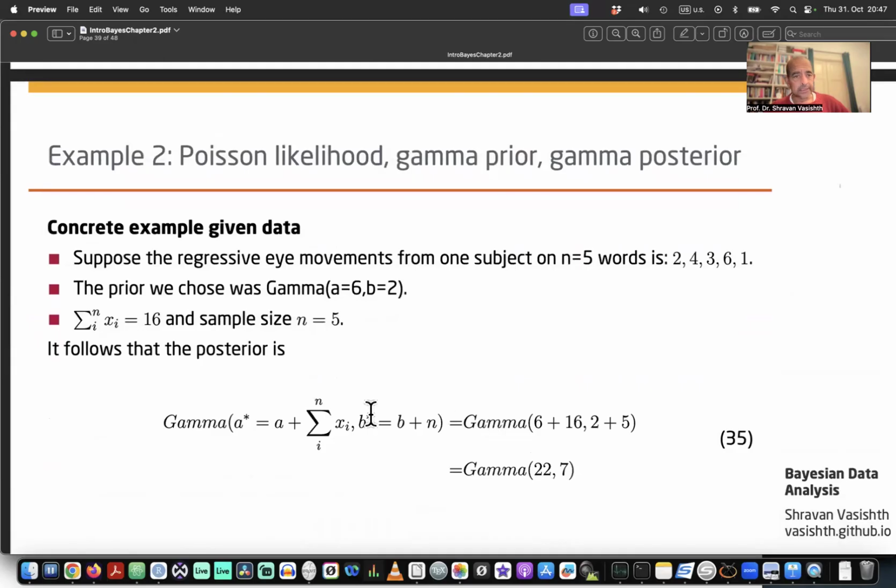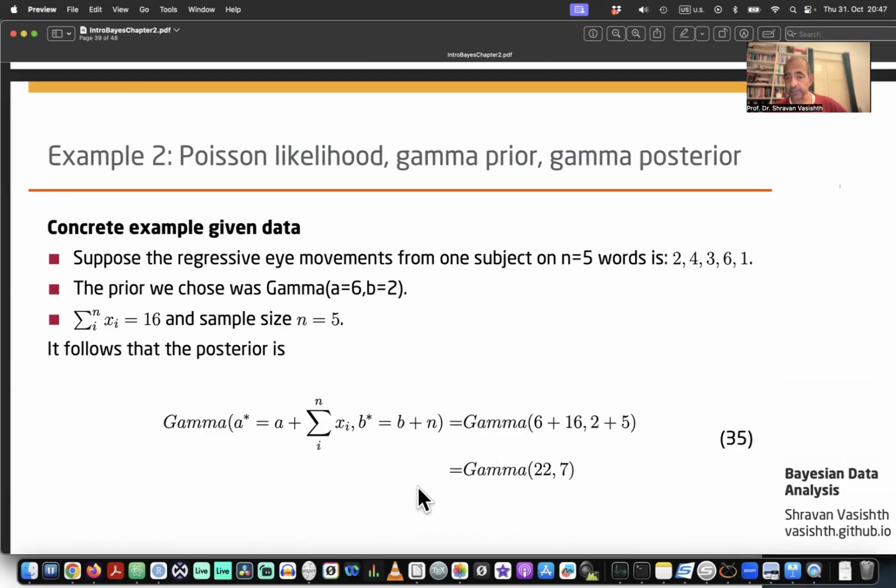So here's a concrete example given some data, right? Suppose we have 5 independent data points again, just a fictional example with n equal to 5. Suppose that the prior that we had chosen was the one that we had before, a equal to 6, b equal to 2. We can now immediately work out the posterior, which will be a gamma distribution. The posterior is going to be gamma 22, 7. A will be 22 and 7 will be the B parameter updated, right?